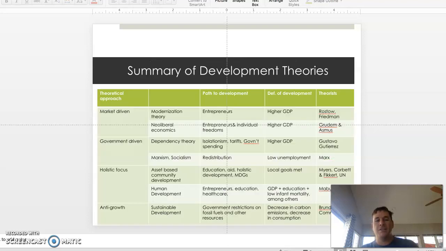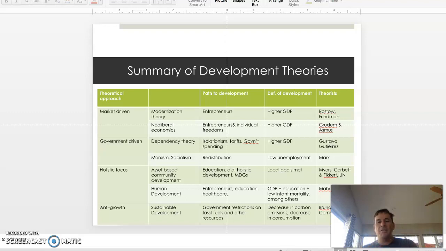Very fascinating idea there. All right, just to summarize the development theories here, you have the market-driven view of modernization theory and neoliberal economics, which wants to bring entrepreneurs to give microloans. The goal is higher GDP. And the theorists who back this up are your authors of one of your textbooks, Grudem and Asmus, and Walt Rostow, Thomas Friedman.